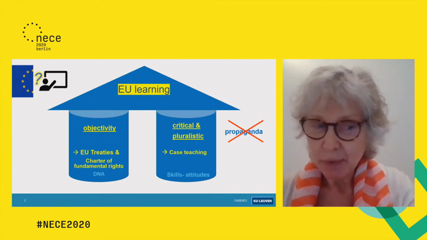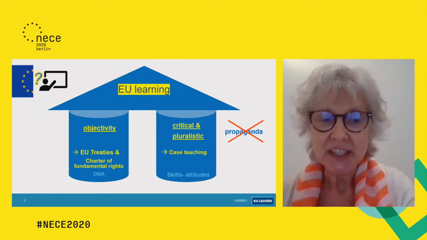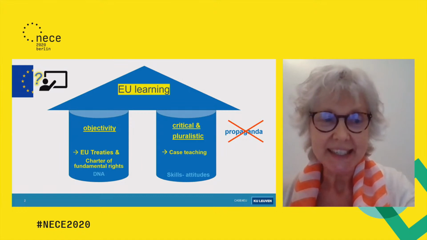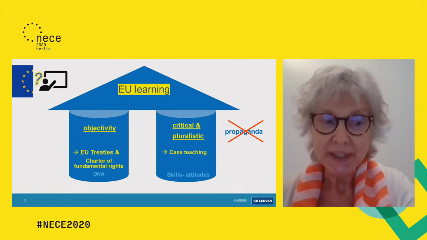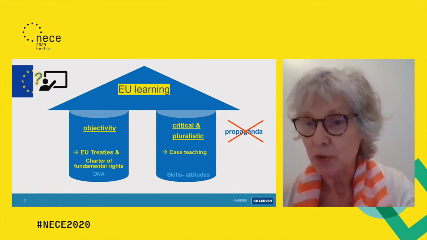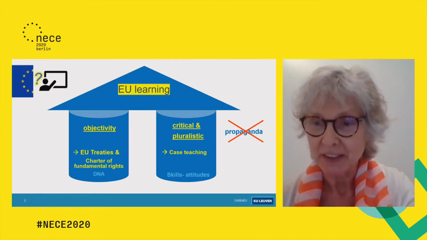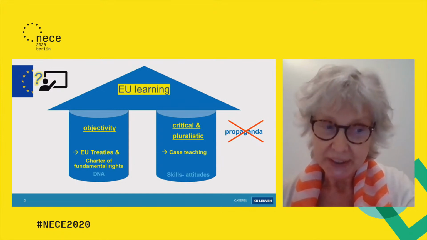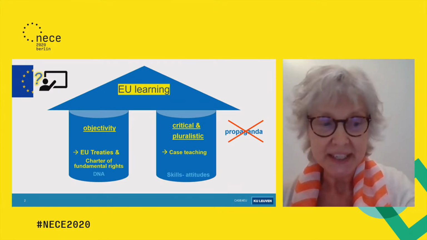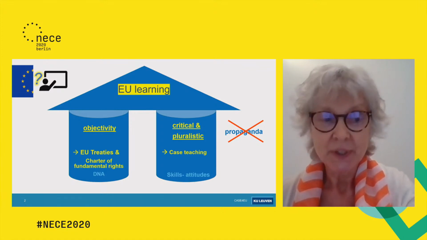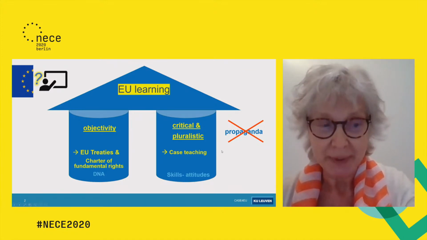To have a stable construction, we base EU learning on 2 pillars. On the one hand, there is objectivity, which we guarantee by working with the EU treaties signed by all member states and the Charter of Fundamental Rights. On the other hand, to invite for critical thinking and pluralism, we propose to work with cases. No smell of EU propaganda.